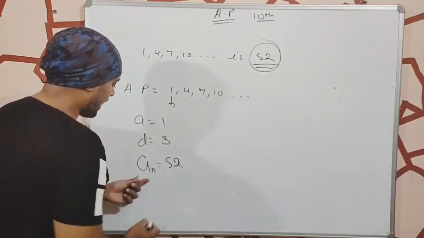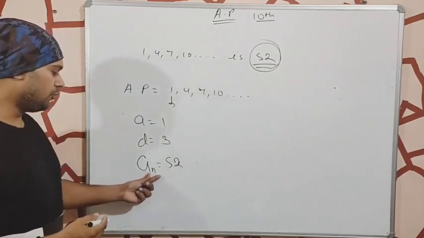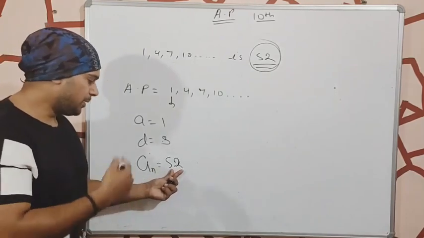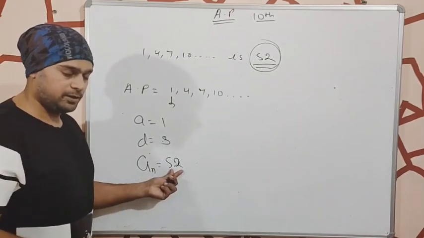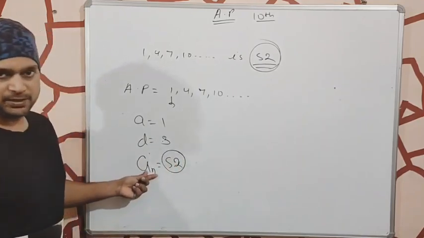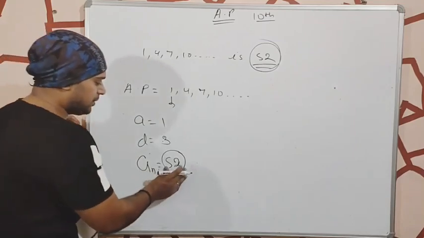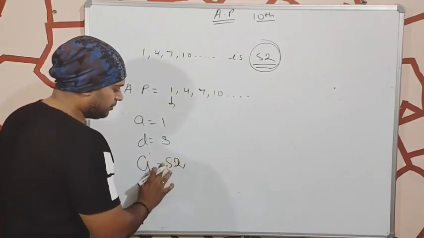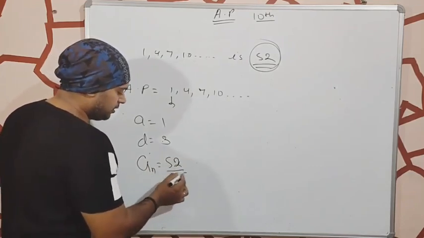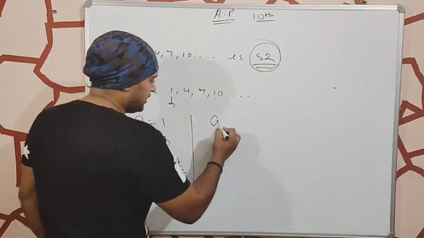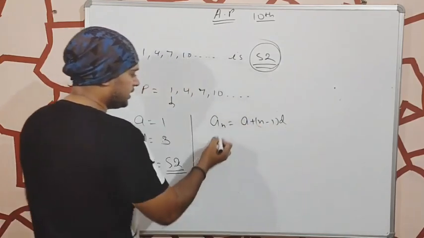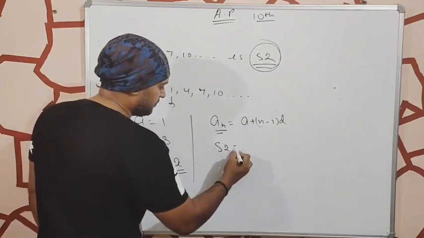So I am going to mark it as the nth term. I don't know what the value of n will be, at what place this term is going to come. So let the nth term of the AP be 52. The nth term is represented by a plus n minus 1 into d, and the nth term we have taken is 52.